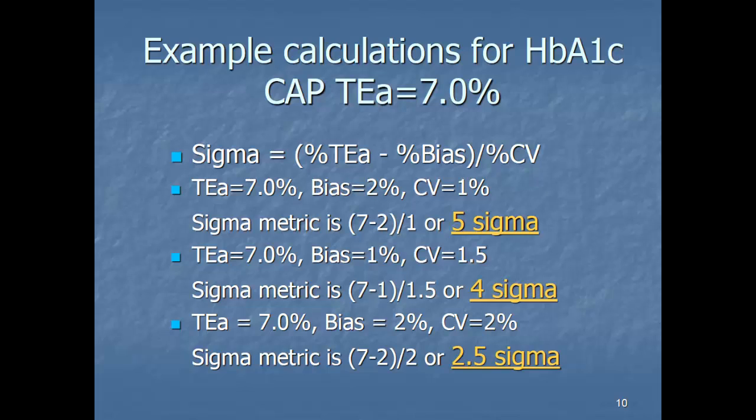And then what do we have if we have a bias of 2% and a CV of 2%? 7 minus 2, 5. 5 divided by 2 is 2.5. That's a tough one, I know. The fraction thing.